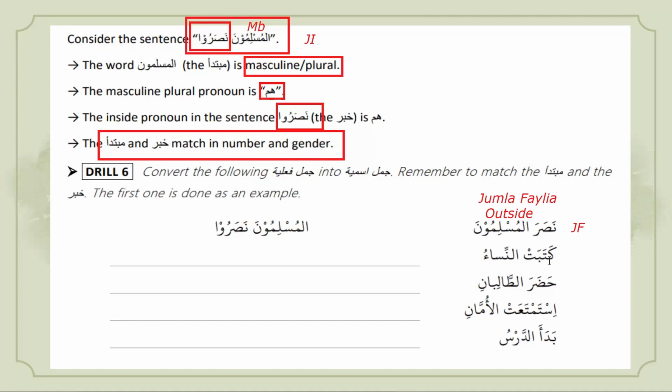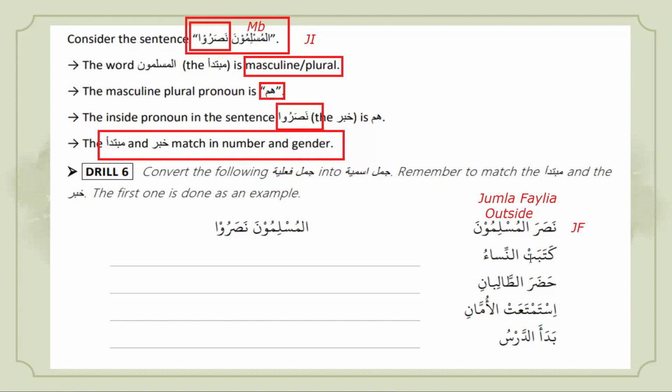The same way, katabatin nisa'u, the ladies wrote. Katabat, she wrote. So katabat is obviously jumla failure, past tense, hiya form. But with hiya form, there's the possibility that we can have an outside doer, which is a female, marfu ism. So an nisa'u is a female marfu ism, so it is an outside doer of katabat. So here katabat and then an nisa'u as a doer.